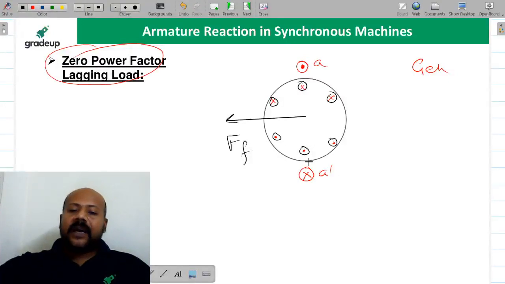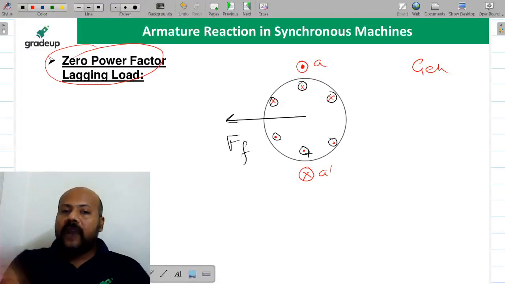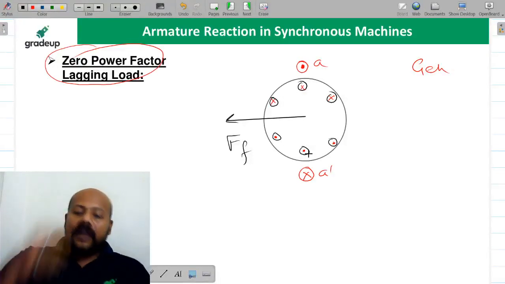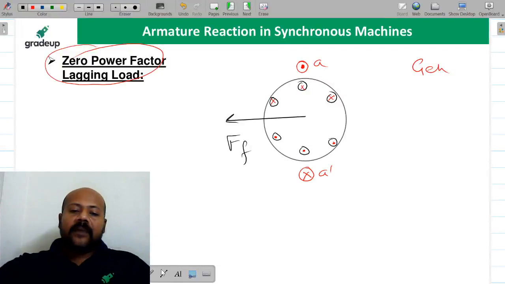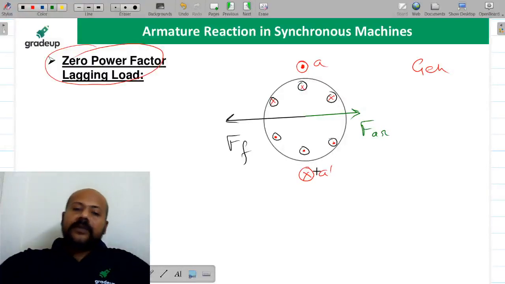And if you see the current in the armature coil A phase AA dash and you apply your right hand rule, then the armature flux is going to be in complete opposition to this main field flux, something like this. This is going to be your FAR. Are you getting this?